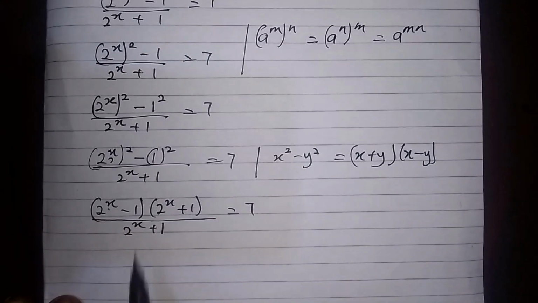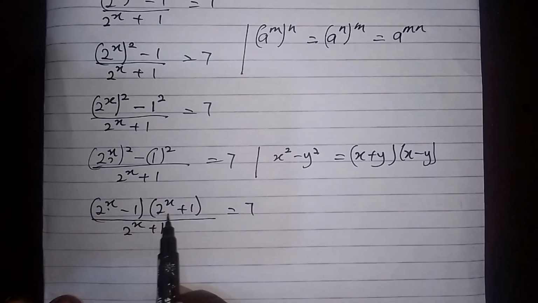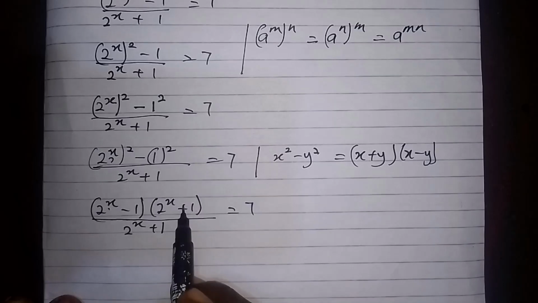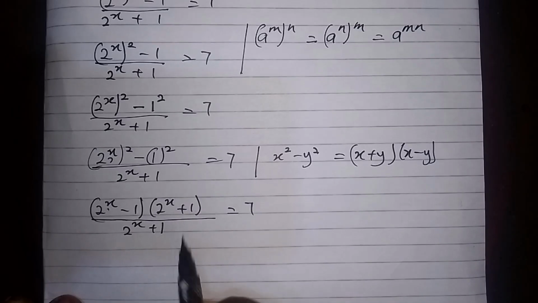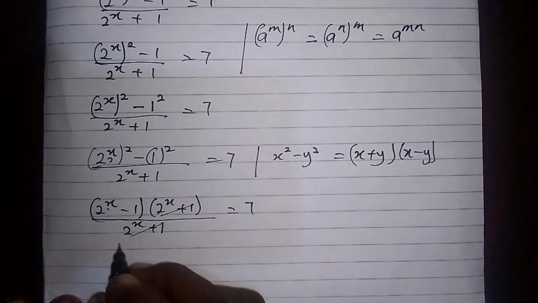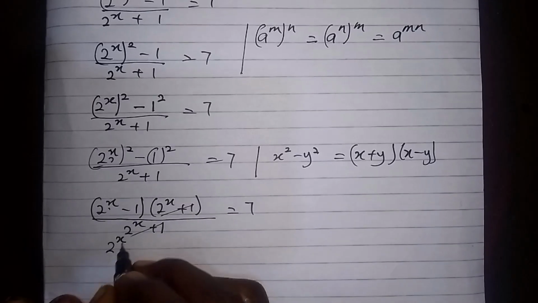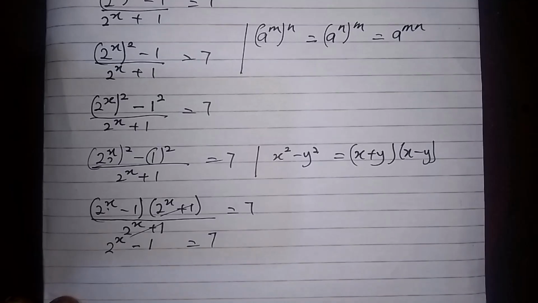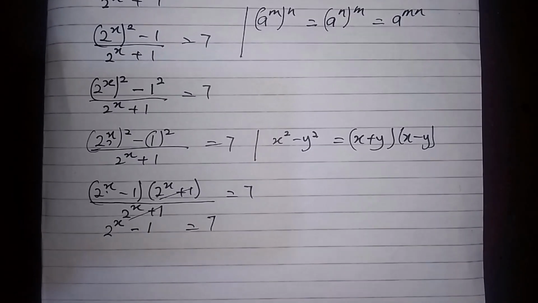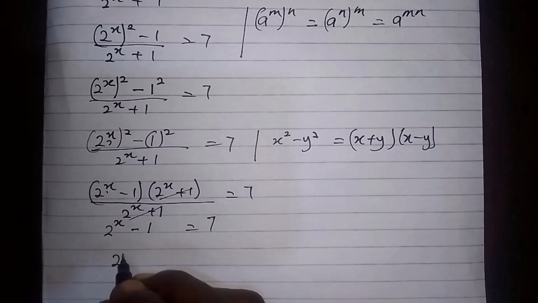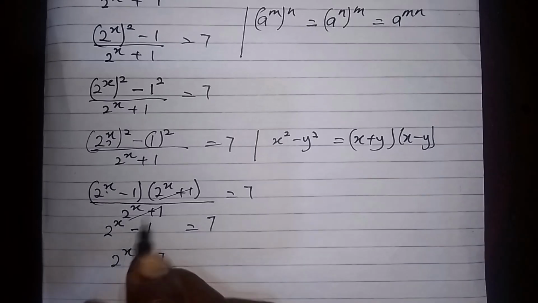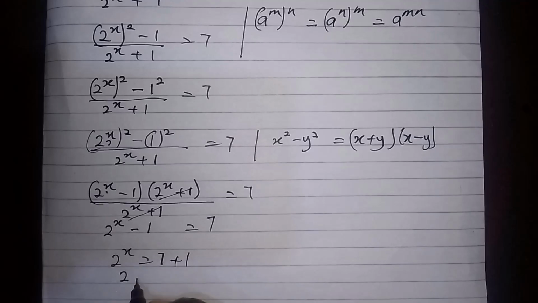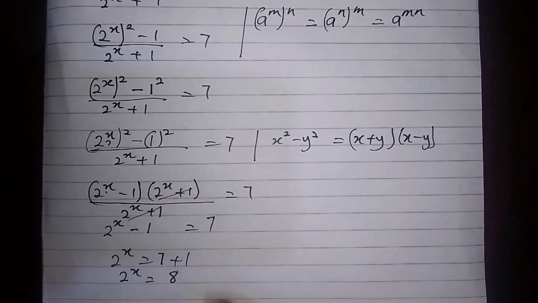From this, 2 to the power x plus 1 can cancel 2 to the power x plus 1 down here. So this and this can cancel. Now, this is leaving us with 2 to the power x minus 1 equals 7. From here, we group our like terms to give us 2 to the power x equals 7. Minus 1 will come here as plus 1. 2 to the power x is equal to 8.